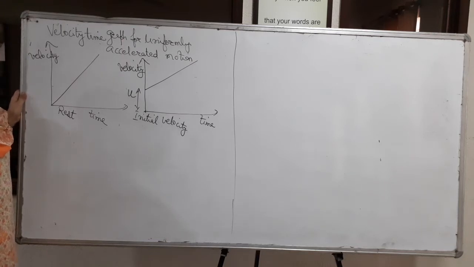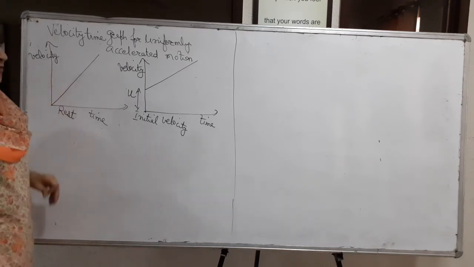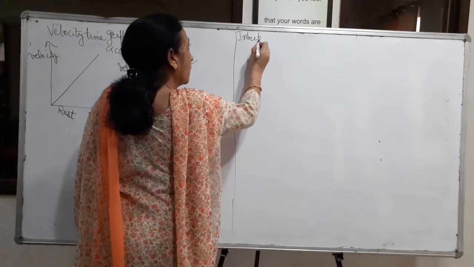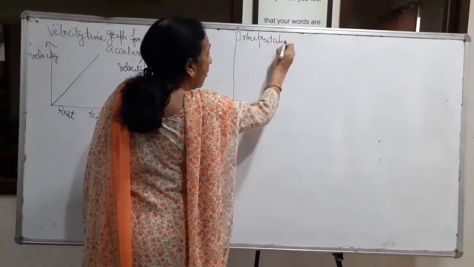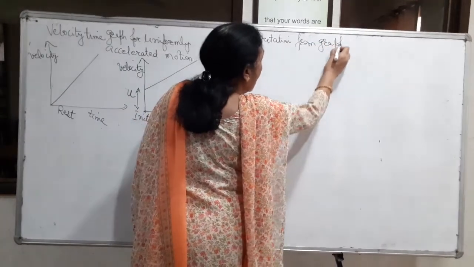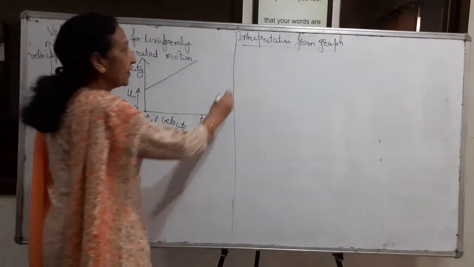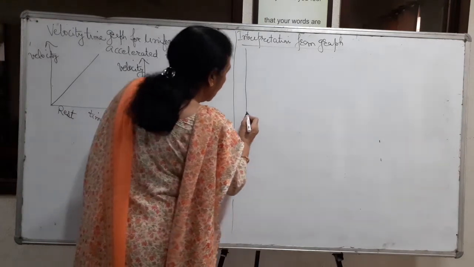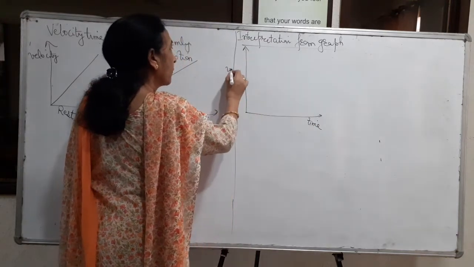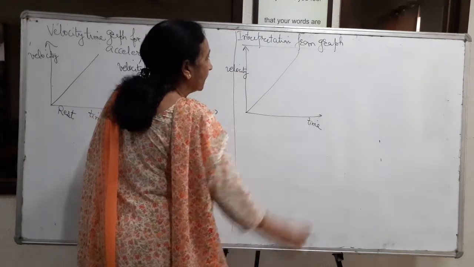Now the next thing is, what interpretation we can draw from this graph, or you can say, how you can calculate the value of constant acceleration from this graph. Now for this, how do we proceed? We will take this graph by taking time along the x-axis, velocity along the y-axis, and the graph is a straight line like this.